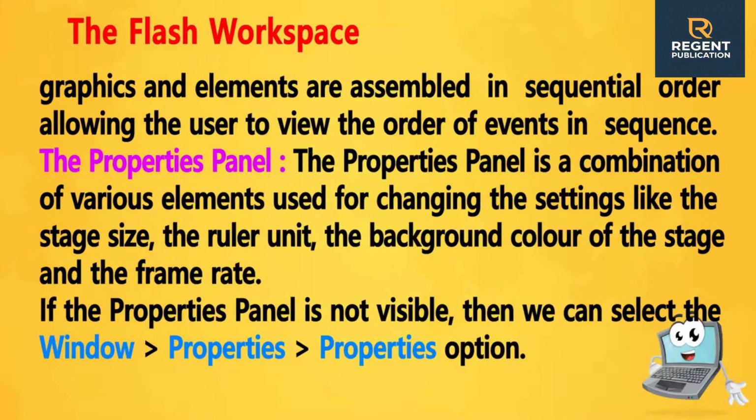The Properties panel. The Properties panel is a combination of various elements used for changing the settings like the stage size, the ruler unit, the background color of the stage and the frame rate. If the Properties panel is not visible, then we can select the Window, Properties option.